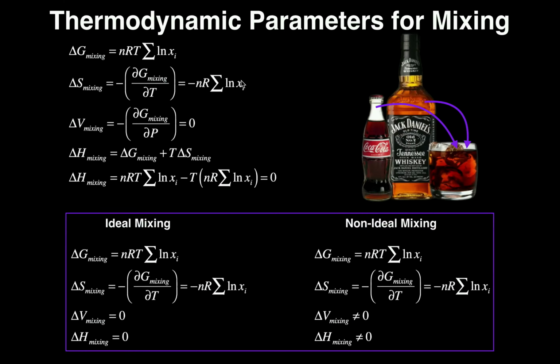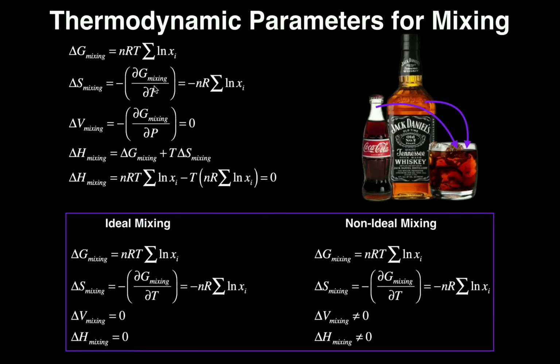Okay? So these are the same mole fractions from calculating free energy. We have a mole fraction of Jack Daniels in the mixture and a mole fraction of the Coca-Cola in the mixture. And we just basically add up those natural logs and then multiply them times negative nR. Now, remember this sum of natural logs is going to be negative because we're taking the natural log of a decimal, then multiplying by 2 positive numbers will still be negative, but then we have a negative sign out in front.